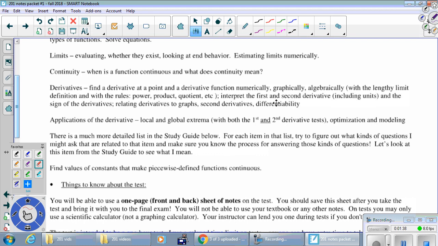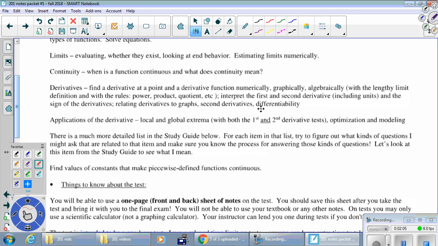You should be able to interpret first and second derivative, including figuring out units for those two quantities. And I want you to understand what the sign of the derivative has to do with the behavior of the original function. That means increasing, decreasing, as well as concave up and concave down. You should be able to relate derivatives to graphs. I want you to understand second derivatives, and I want you to be able to look at a graph and decide whether or not the function is differentiable at given points.